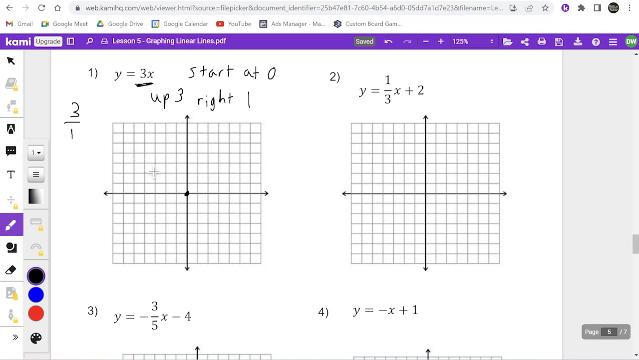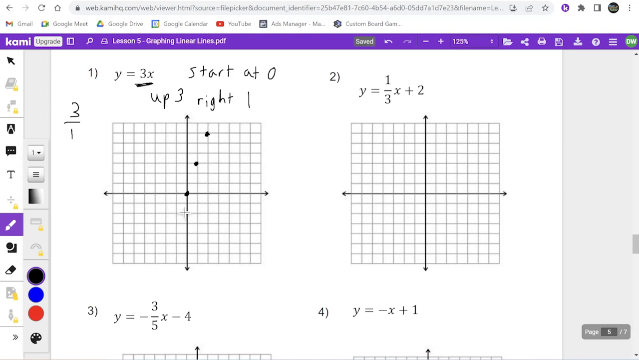Here's what I'm going to do. First, I can easily count up 3. 1, 2, 3, right 1. There we go. But do I have to do it again? Yes. Basically, you want to do this as many times until you run out of graphing room. In other words, another up 3. 1, 2, 3, over 1. There we go. And I can't go any more because then I'm off the graph.